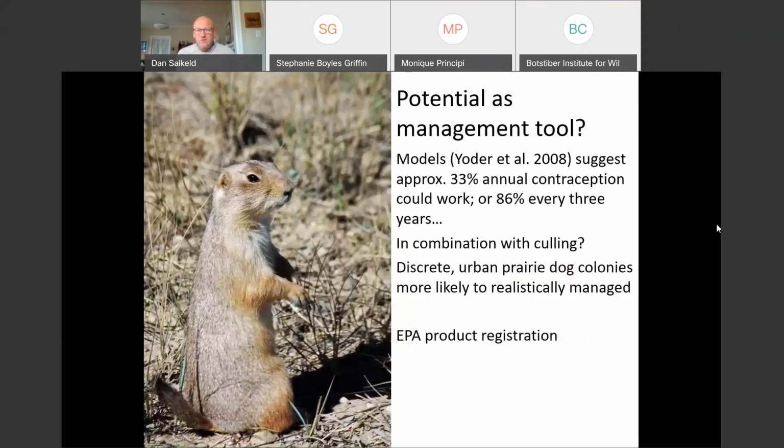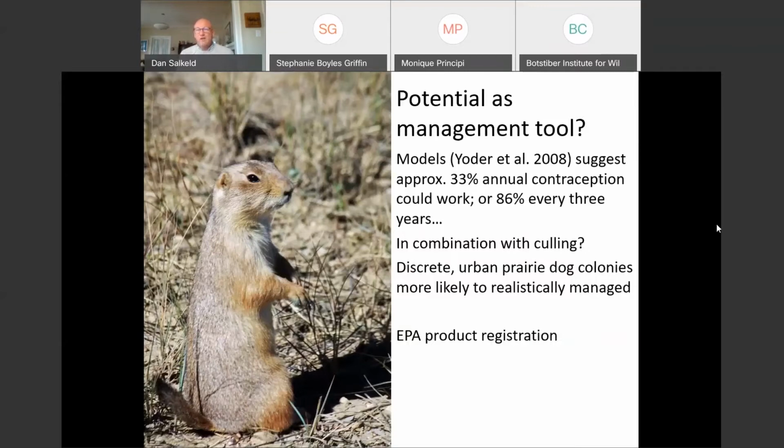So can we use gonocon as a potential management tool? A paper by Yoder et al. is a really great look at how to combine these 2 approaches. They suggested that an annual contraception of about 33% of animals should work, with modeling and hypothesized impacts. Or you could try it less frequently, but at a higher rate.